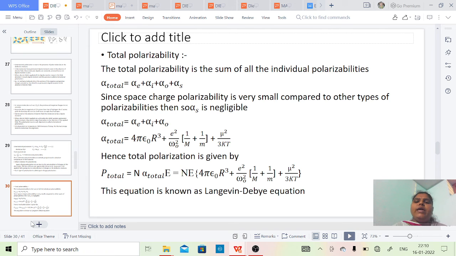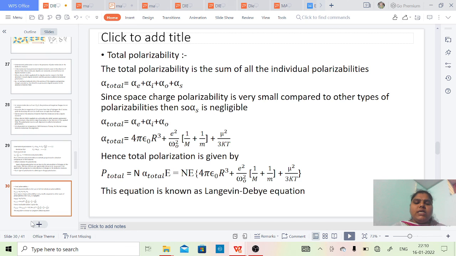The total polarizability is the sum of all individual polarizabilities: electronic, ionic, orientational, and finally space charge polarizability. Since the space charge polarizability is very small compared to the other types, alpha S is negligible. So total polarizability equals alpha E plus alpha I plus alpha naught, due to electronic, ionic and orientational polarization. Adding these three, we get the complete polarization.